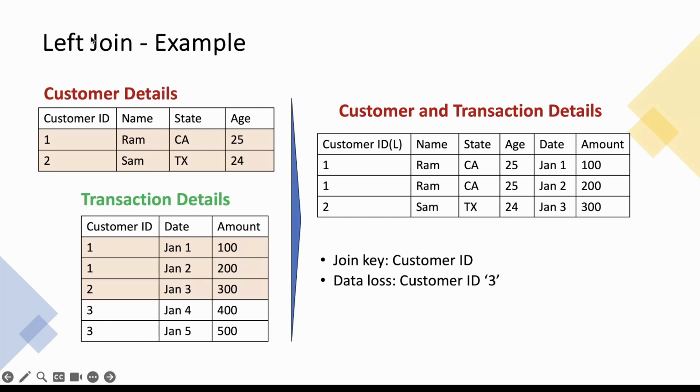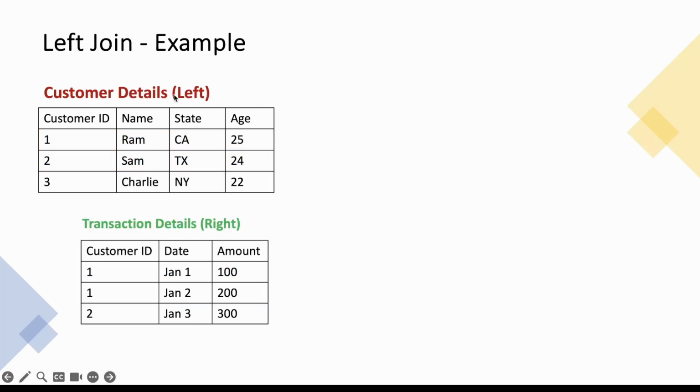Now let's look at another example for the left join. However, in this case, you will have more records in the left table and fewer records in the right table. So let's see, if that happens, how are we going to join the tables? In this example, for the left table, which is customer details, now you have three customers. So you have customer ID 1, 2, and 3. However, on the right side, now you don't have any customer ID 3.